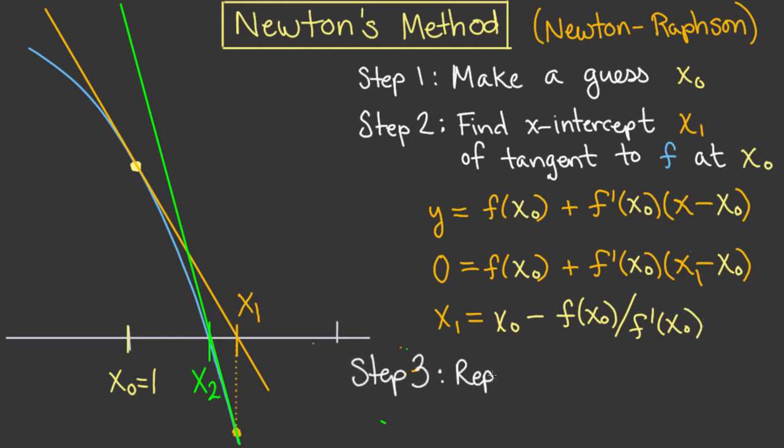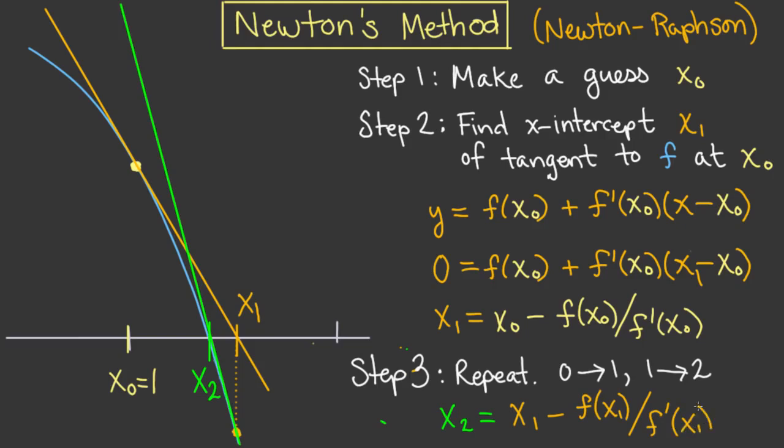Step 3, repeat. We're going to promote 0 to 1 and promote 1 to 2 and find the x-intercept of the green line now. The key is that the algebra exactly repeats the same pattern by just replacing 0 with 1 and 1 with 2. So we get that the next approximation, x sub 2, is equal to x sub 1 minus f of x sub 1 divided by f prime of x sub 1.